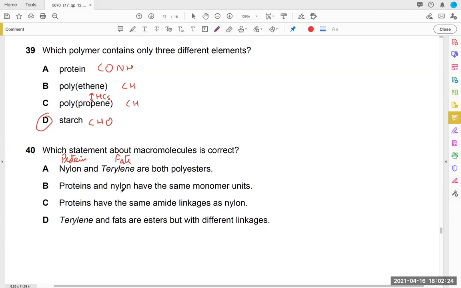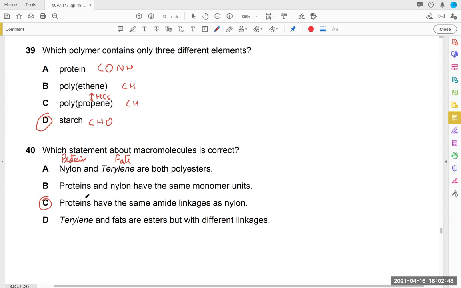Proteins have the same amide linkage as nylon. Yes, that is true because they both have amide linkage. In protein we call it peptide and in nylon we call it amide. The name can be different, the thing is the same. Terylene and fats are esters. That is true. They're both polyesters, but with different linkage. That's wrong. Polyesters are those whose linkage is ester linkage, so this can't be.